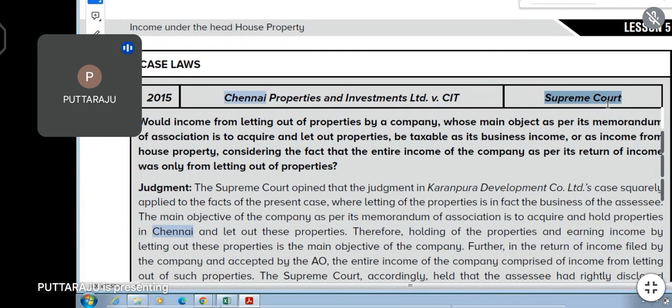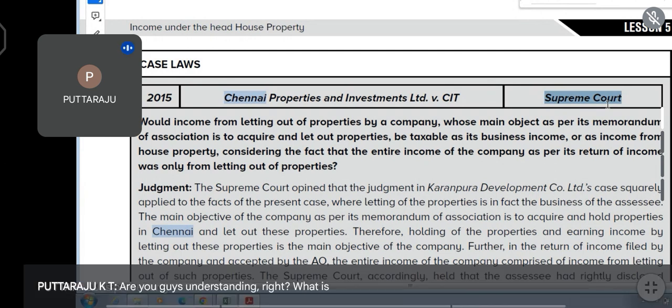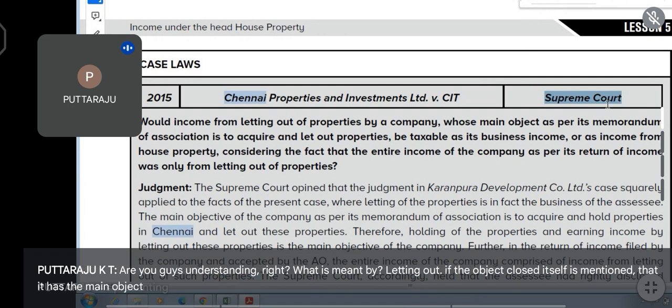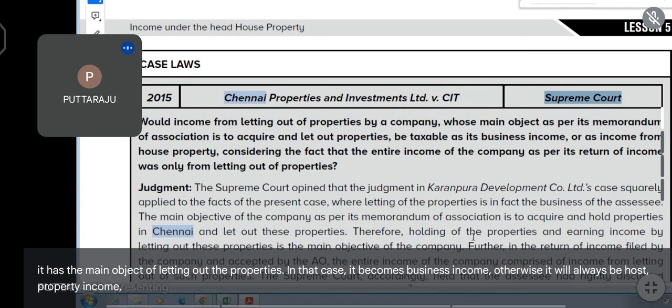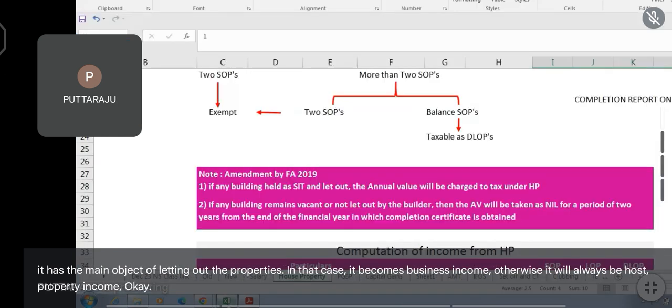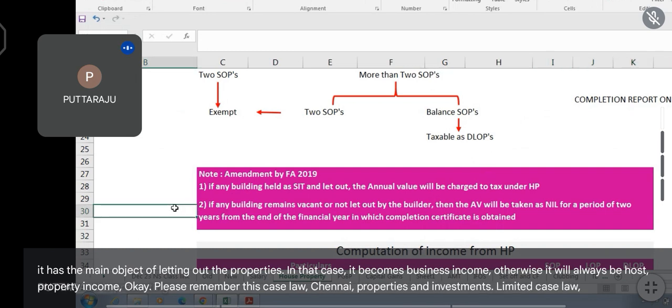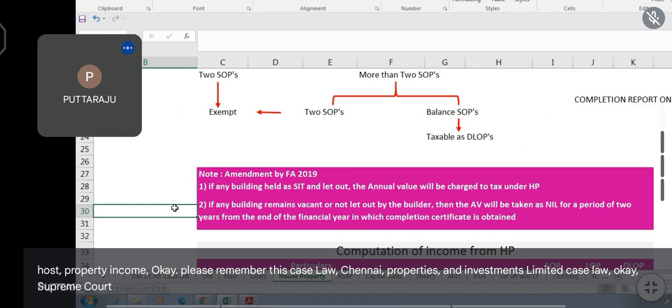Are you understanding? What is meant by letting out? If the object clause itself mentions that the main object is letting out the properties, in that case it becomes business income, otherwise it will always be house property income. Please remember this case law, Chennai Properties and Investments Limited. Supreme Court, I am quoting.